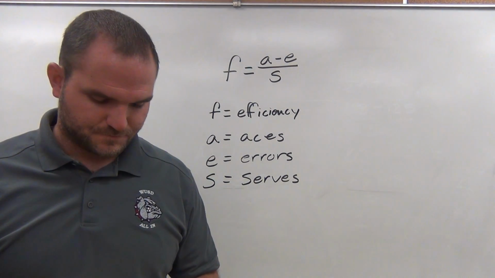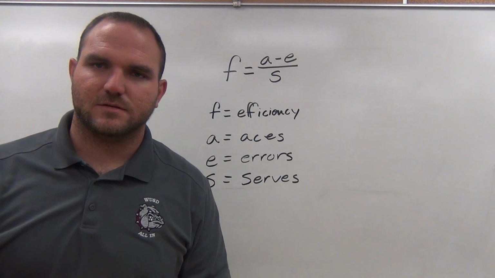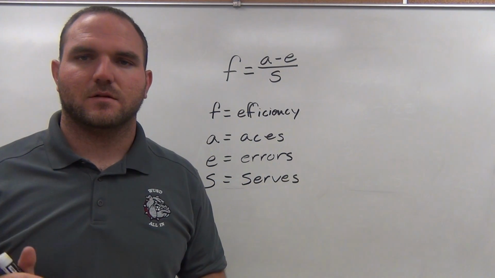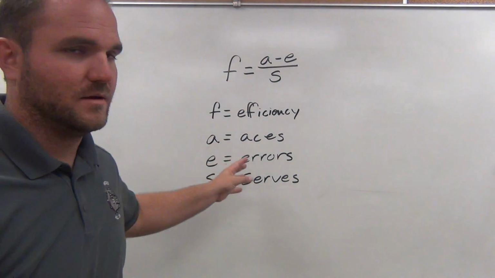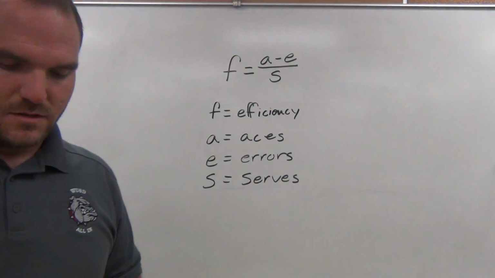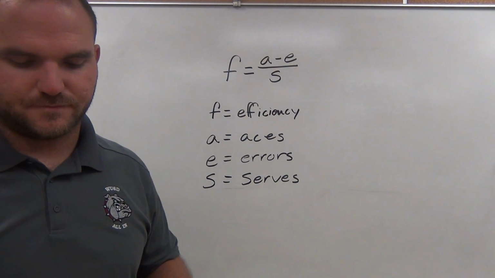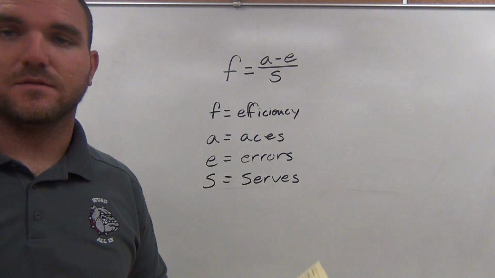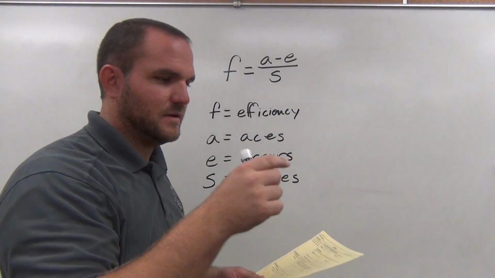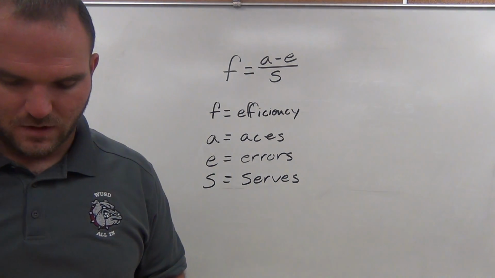Okay, so I'm going to read this problem to you. It's going to explain a few things, and it's going to talk about how you're going to use these letters that we have behind me. Okay, so in volleyball, an ace is a serve that the opponent doesn't hit. So if the person hits the ball, goes over the net, and it hits the ground without the other team being able to hit it back.